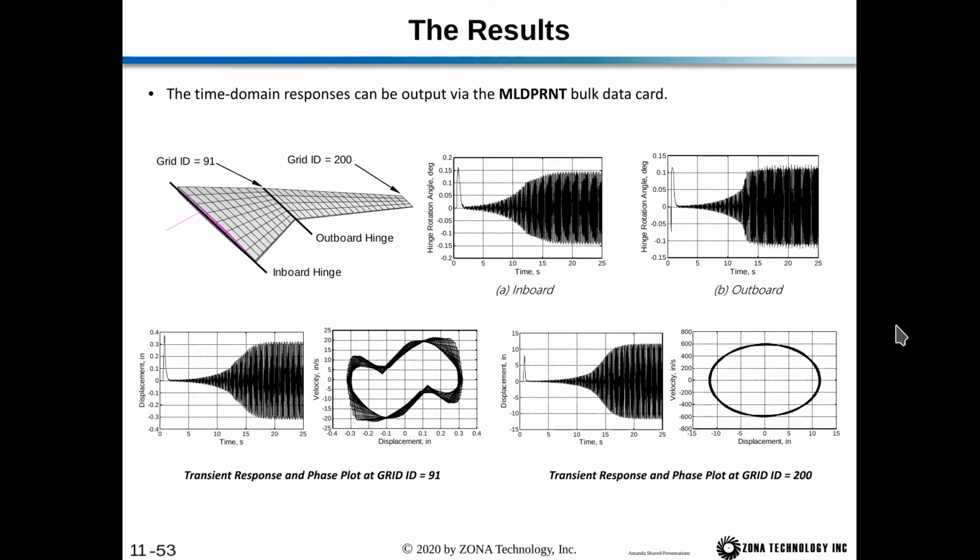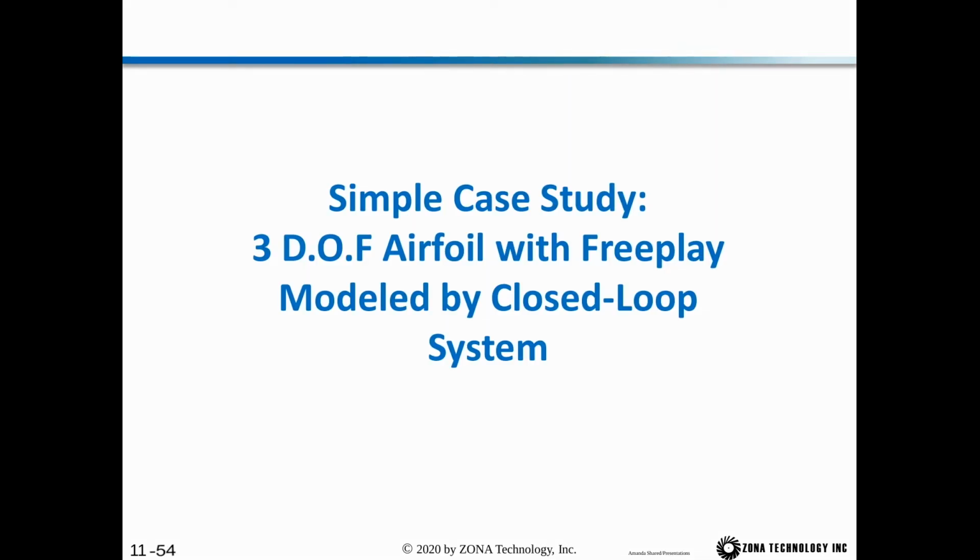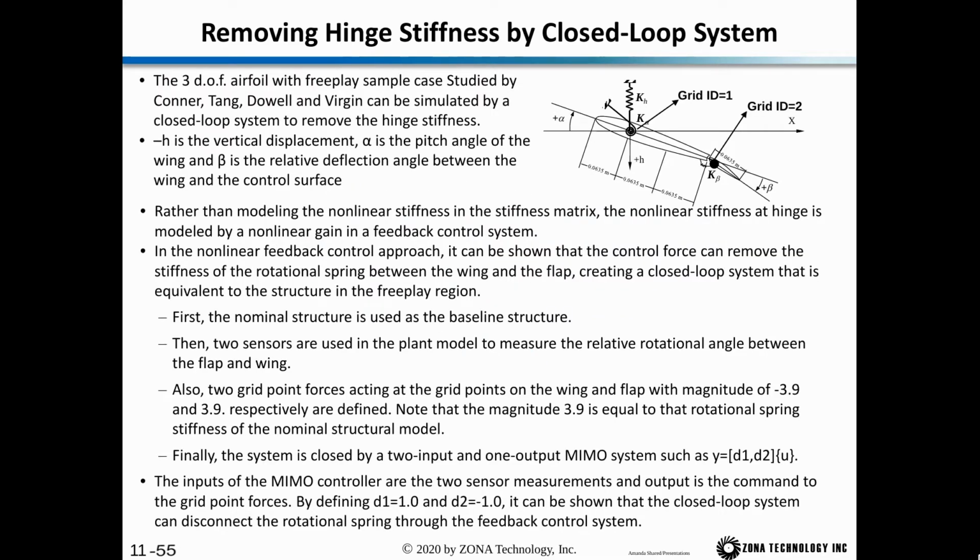Okay, our next case study will be the 3.0 airfoil with Freeplay, but this time modeled by a closed-loop system. The 3.0 airfoil with the Freeplay sample case can be simulated by a closed-loop system to remove the hinge stiffness rather than modeling two different stiffness matrices.